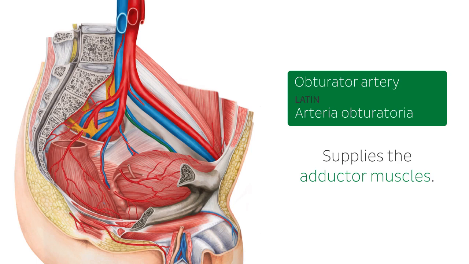Now, this artery gives off branches as it courses inside the pelvis, as well as the posterior and anterior branches once it passes through the obturator foramen. In this illustration, you can then see the left obturator artery of the male pelvis highlighted in green.